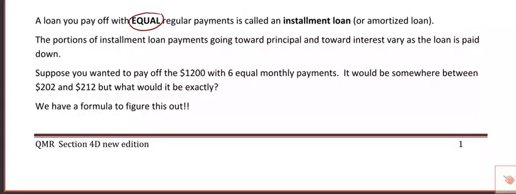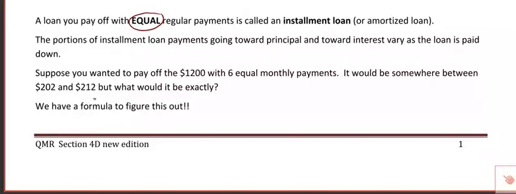So instead of paying $212 and then $210, $208, $206, and so on, I want to find out what that equal payment would be. Maybe I want to make sure I have all the money in my budget, and I don't want that value to vary. So I know if I were to pay this off with equal monthly payments, the payment would have to be somewhere between $202 and $212, because that was the high and the low values for that 6-month payment.